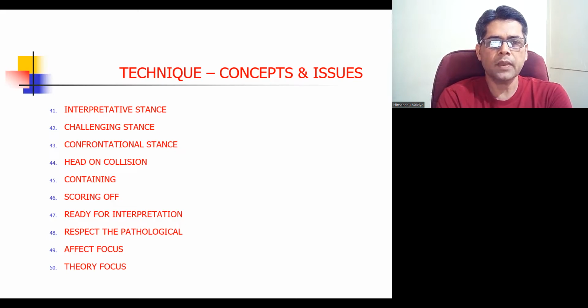First is what stance we take in the session. It can be a supportive stance like a cohesion, where the primary task we do by commission and omission, and more often by omission than by commission, is the task of supporting and holding the patient.